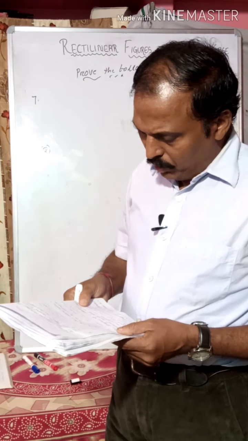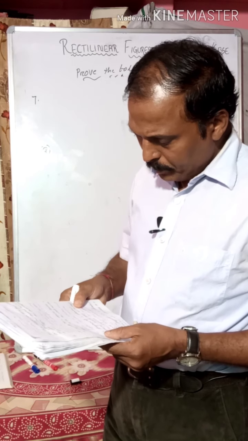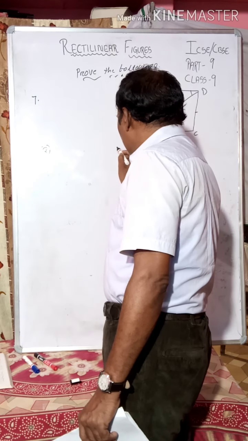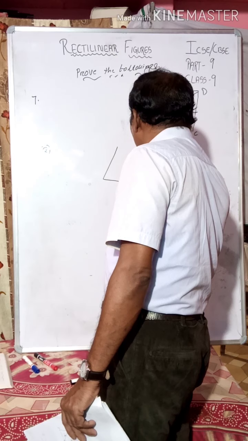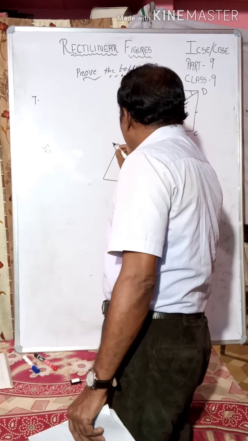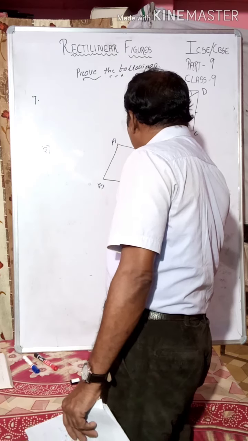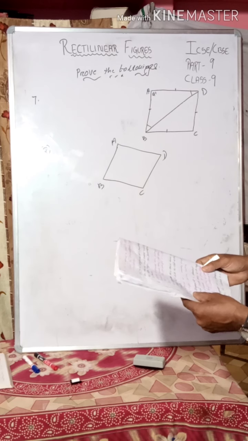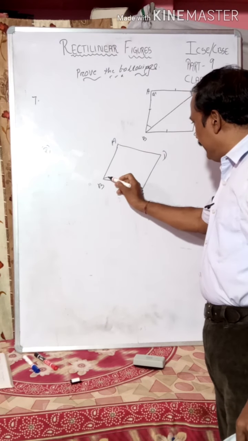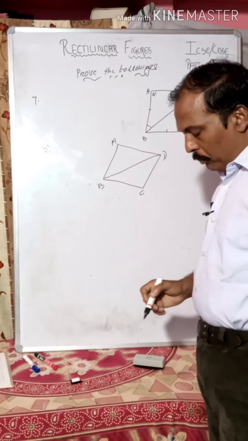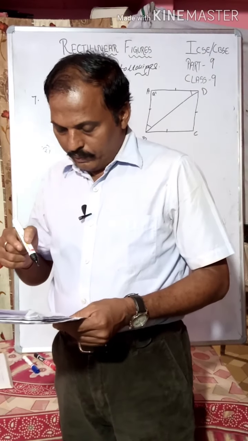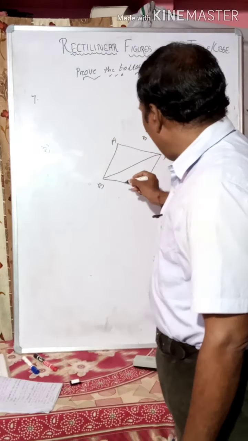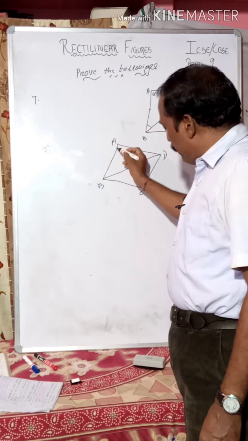A diagonal of a rhombus bisects the angles at the vertices. Now rhombus, this is a rhombus ABCD. We have to prove that a diagonal of a rhombus, any diagonal, suppose BD is a diagonal, bisects the angles at the vertices. So here is a diagonal, ABCD is a rhombus.